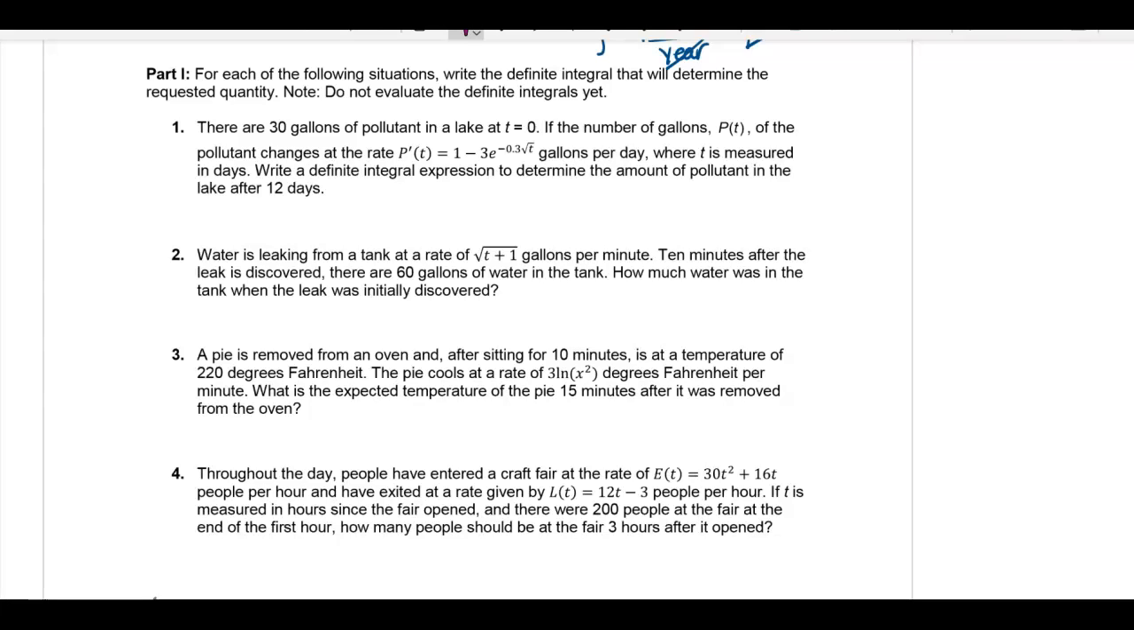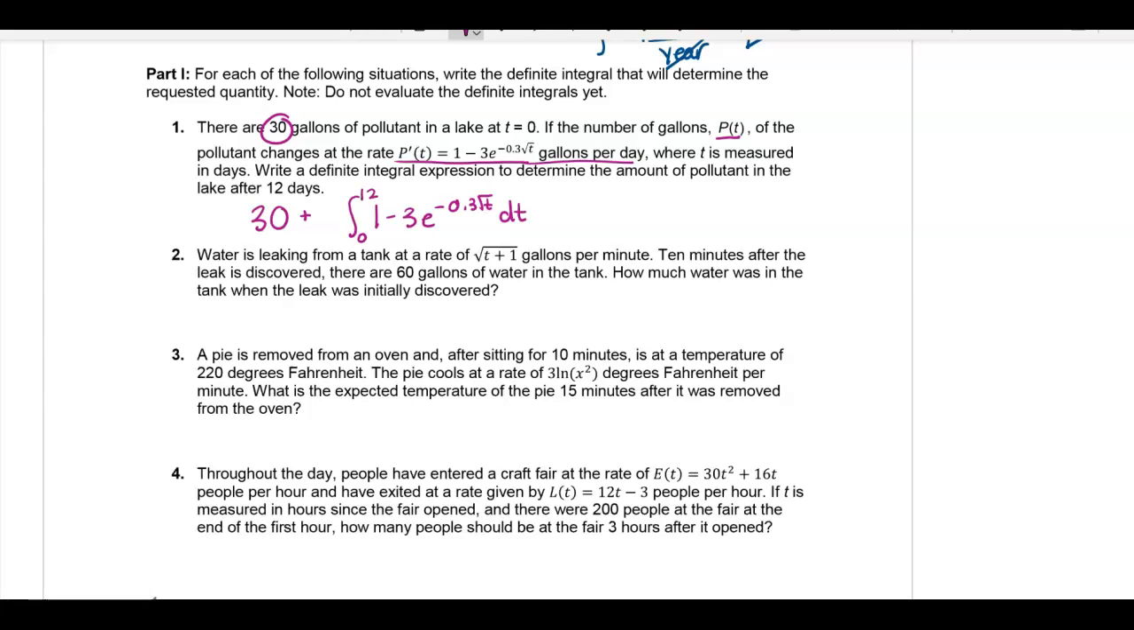In this case, you're typically going to have a starting amount. So for number one, you start with 30 gallons. And then the number of gallons, P of t, changes at this rate, gallons per day. We want to determine the amount of pollutant in the lake after 12 days. So we start with 30. Our accumulation is going to be the integral of our rate, 1 minus 3e to the negative 0.3 root t dt, after 12 days, so 0 to 12.